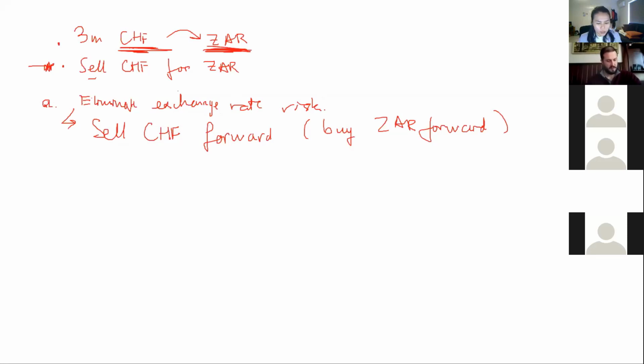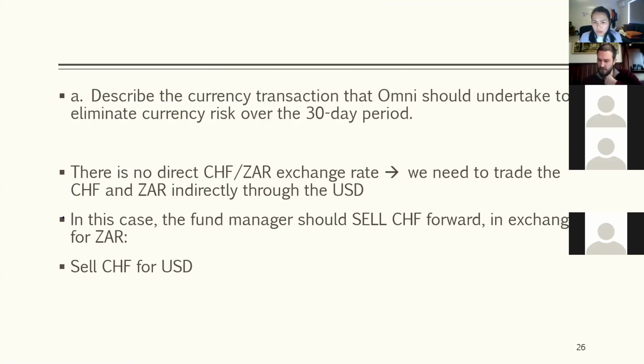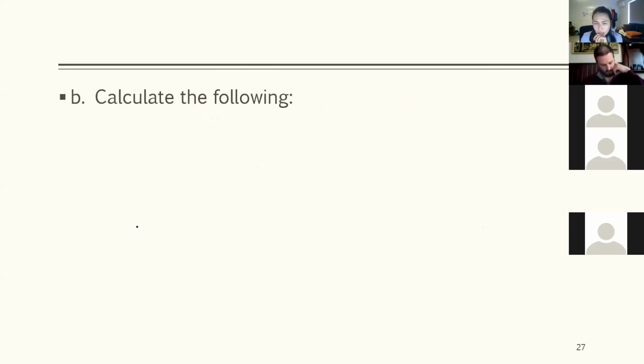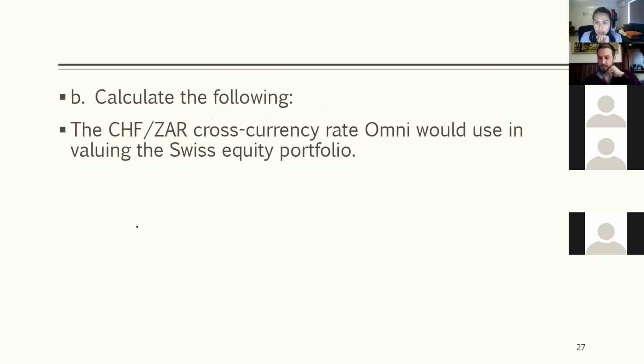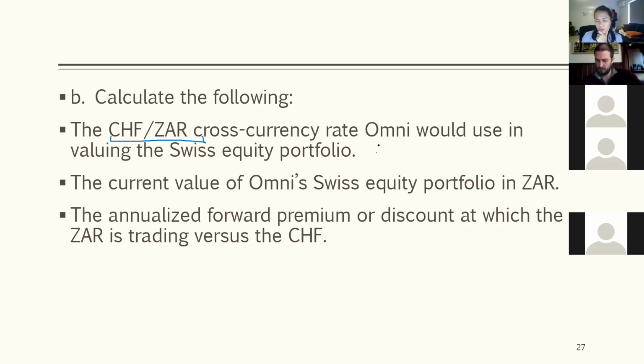Let me see if I can copy question 2. We'll talk about this later on, but in the first question, we identified that we wanted to sell the Swiss franc forward in exchange for the ZAR, or buy the ZAR forward. Question B, calculate the following. Number 1, the value of the ZAR in the Swiss franc that the company will use to value the Swiss equity portfolio. Second, the current value of the Swiss equity portfolio in ZAR. And number 3, the annualized forward premium or discount at which the ZAR is trading versus the Swiss franc.